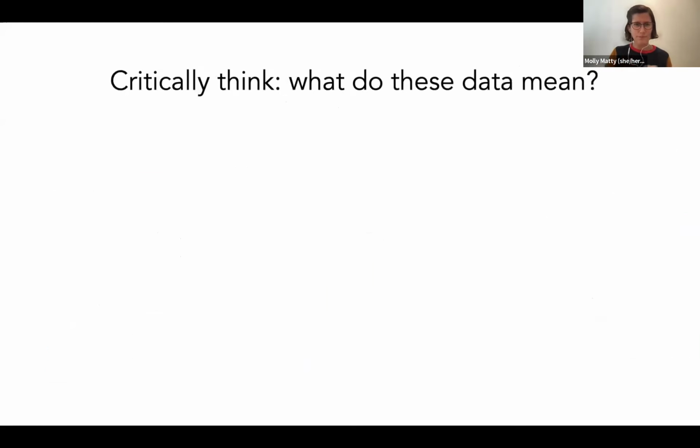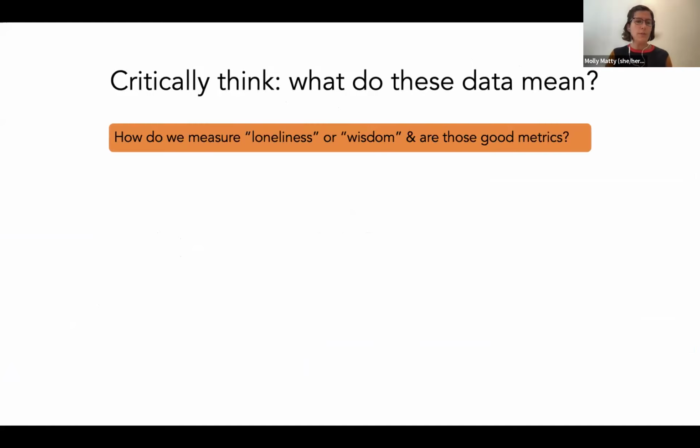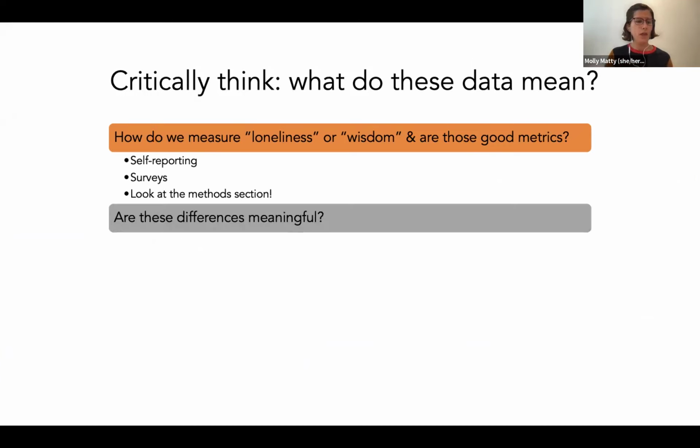Is this valuable? And I want you to do that. I want you to critically think about all of the data that you engage with and that your students are engaging with. So think about how we're measuring loneliness or wisdom and if those are good metrics. Remember, this is self-reporting surveys and found in the methods section. Then ask yourself, are these differences meaningful? You found a difference, but like, is 1% of variance important?